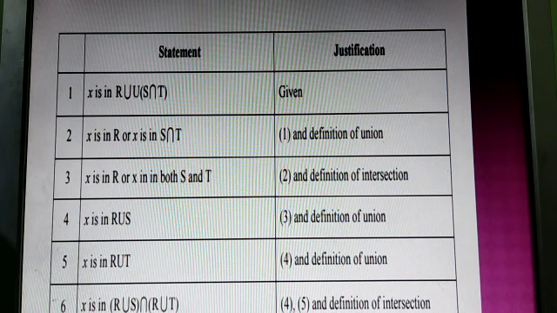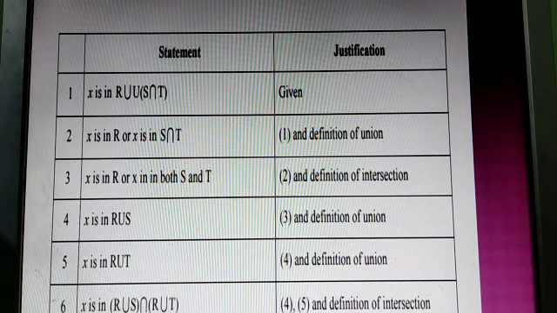Then consider the right hand side. We assume first X is in R union S. This is according to the definition of union. In the same way, X is in R union T according to the definition of union. Then according to the definition of intersection, we can say X is in R union S and R union T.